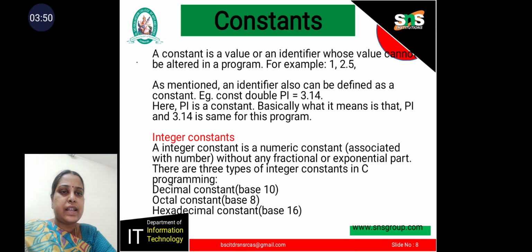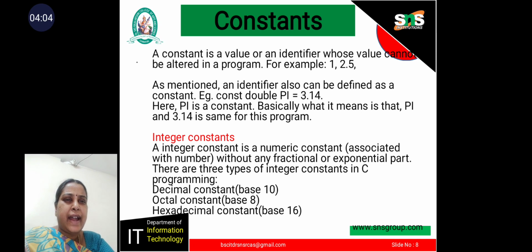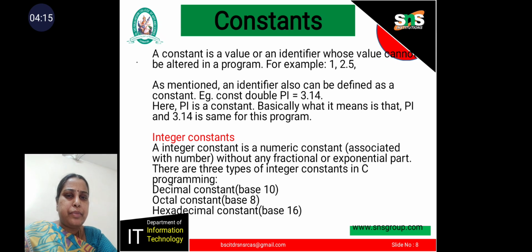Next, constants. A constant is a value or an identifier whose value cannot be changed during the execution of the program. Example: 1, 2, 5, etc. As mentioned, an identifier can also be defined as a constant. Example: const double pi equal to 3.14. Here, pi is a variable name, and 3.14 is a constant.